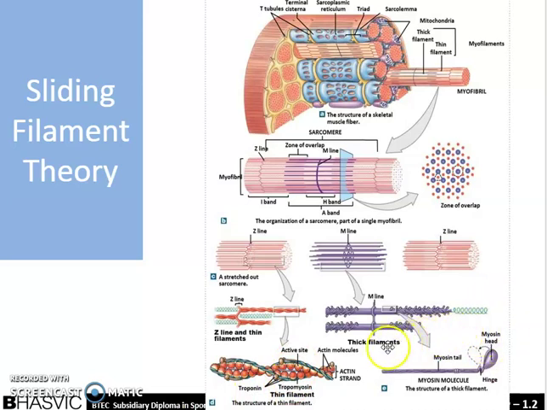In contrast to this, here is the thick myosin filament. This is the whole myosin molecule, thick filament. The head here, and this is the longer tail. The thick filament has the tail with the globular protein structure head that attaches to the active site during a contraction. These are much larger than actin sites.